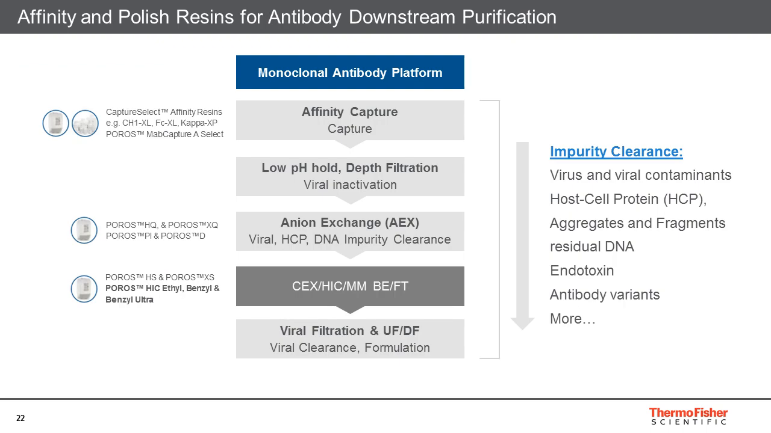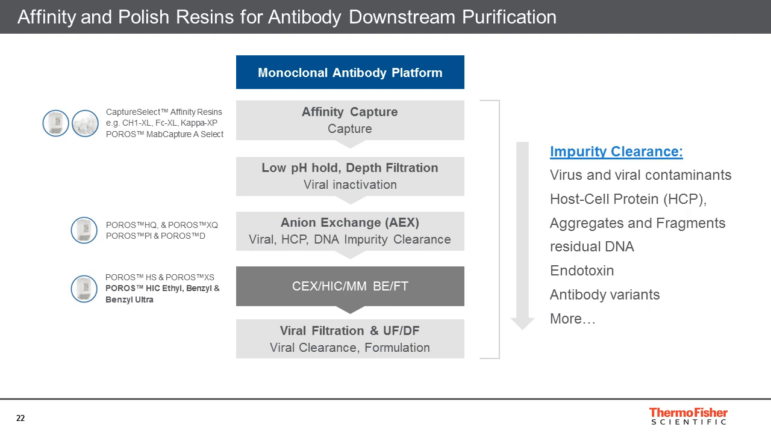So highlighted here is a standard three-step antibody downstream process where clarified cell culture typically undergoes first an affinity product capture step, and for affinity, Thermo Fisher has both protein A-based solutions as well as a suite of CaptureSelect affinity resins that really confer orthogonal selectivity to the protein A and Fc interaction, and so these are very useful for capturing Fc mutated or other multi-specific antibody formats, for example.